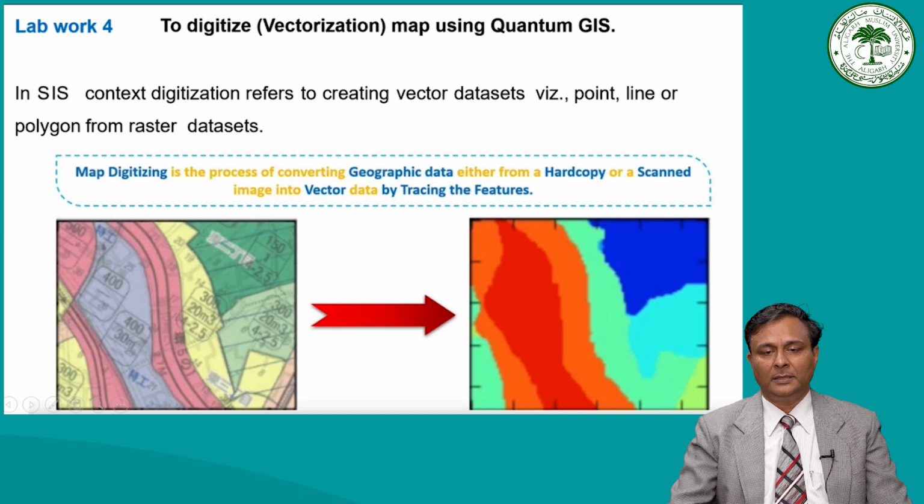So you see, in the context of digitization, it refers to creating data sets, point, line, polygon, from different raster data sets. And map digitization is the process of converting geographic data either from a hard copy or a scanned image into vector data by tracing the features. This would be possible, as it is evident in the image also.